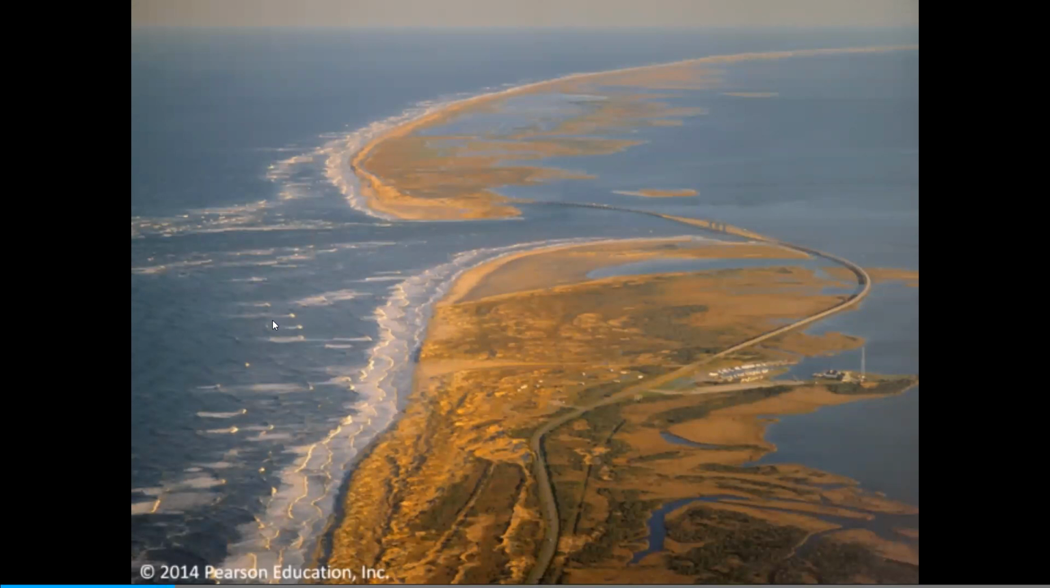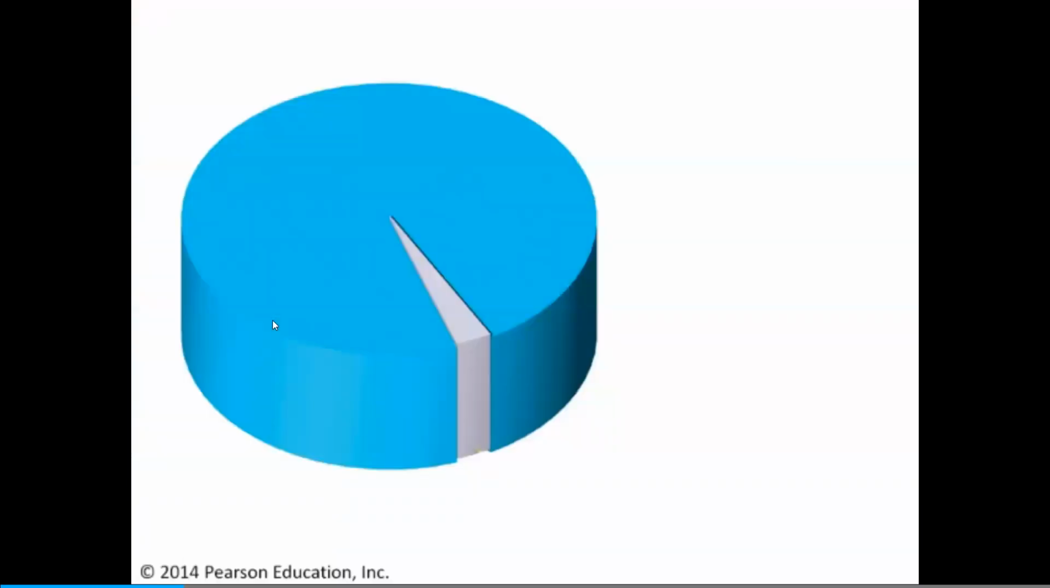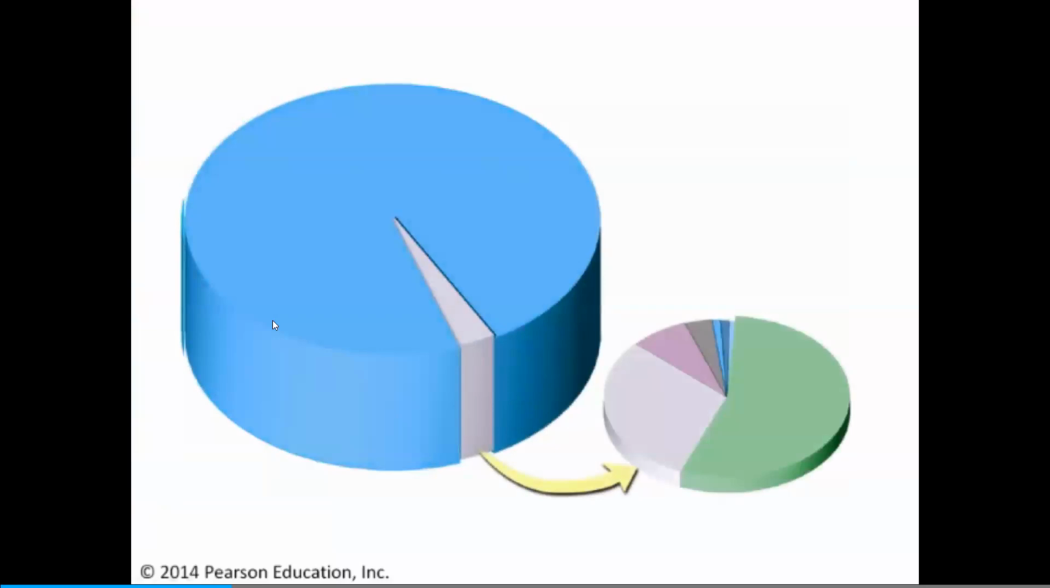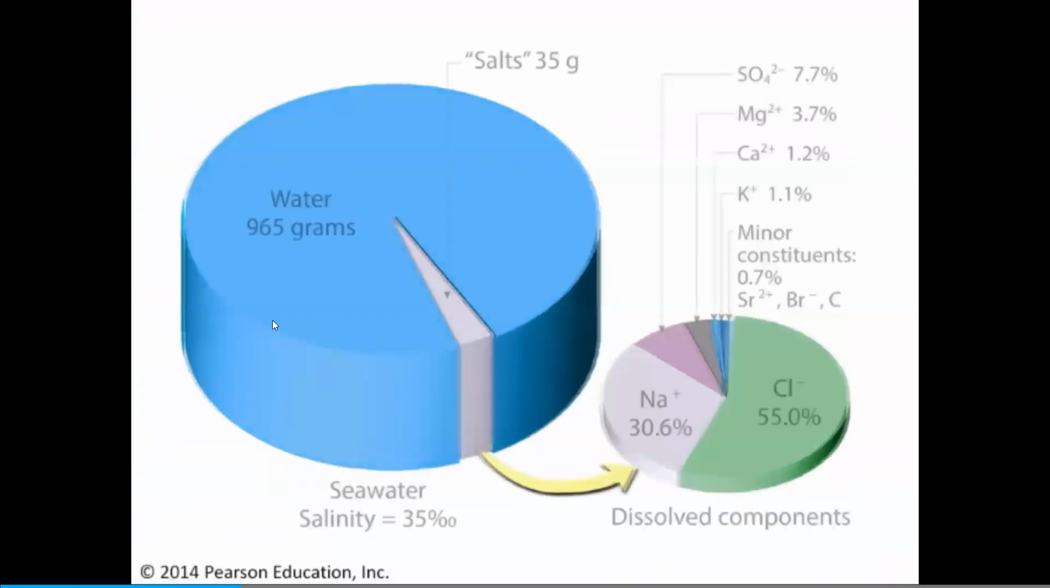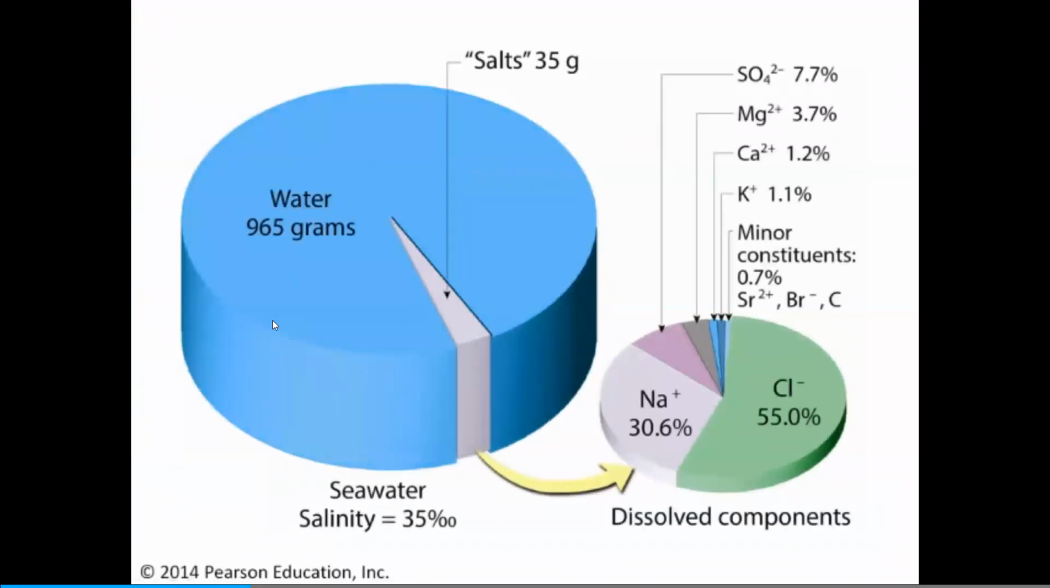Well, most of ocean water is in fact water, and there's only a very small portion of ocean water which is salt, and that's represented on this pie chart with a little gray wedge. If you take a look at those dissolved constituents, you can break them out, and we can label each of these different pieces of the pie. So water makes up the bulk, obviously, of the ocean. Seawater's salinity is 35 per mil, so that's parts per thousand rather than parts per hundred.